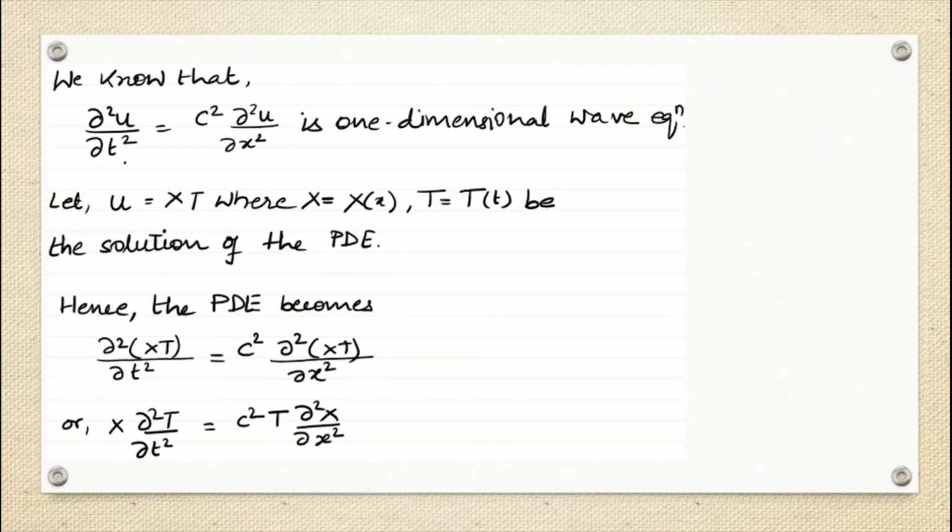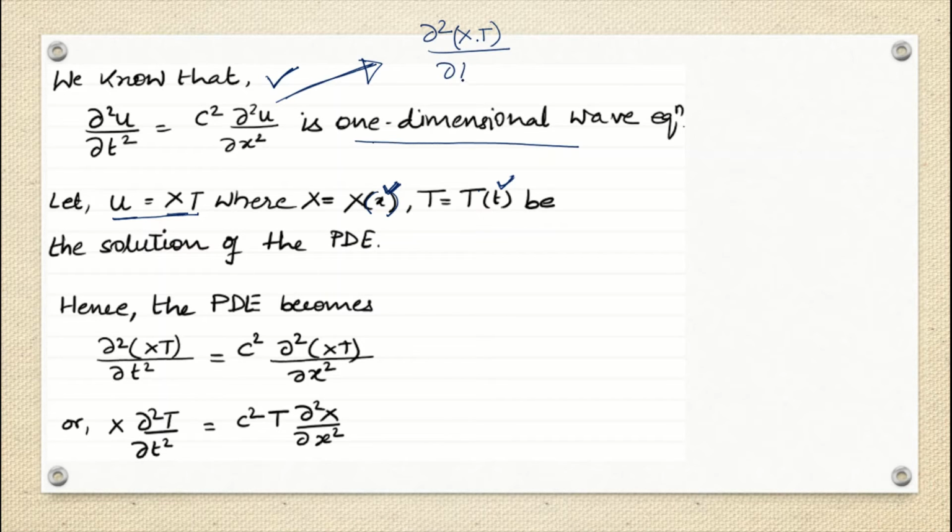This is our one-dimensional wave equation. u is dependent on two independent variables, one is x and the other is t. Capital X is the function totally dependent on x, and T is the function totally dependent on t. Fine. So the first equation we can rewrite as del 2 of, instead of u, I am writing X and T both, this product, divided by del t square.